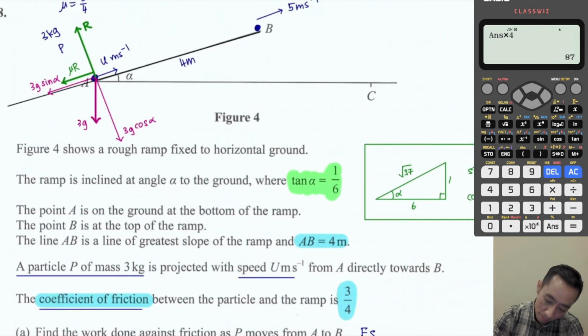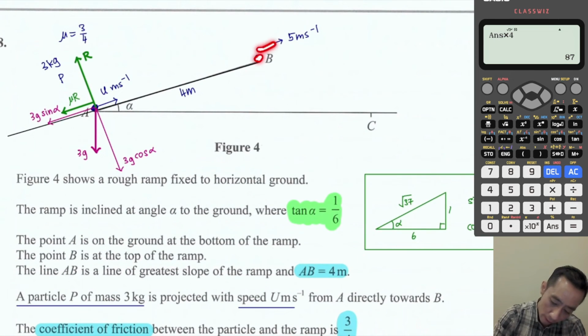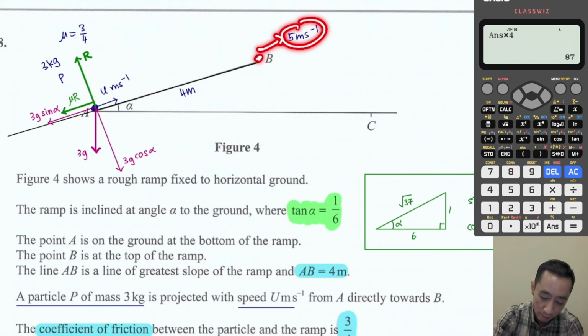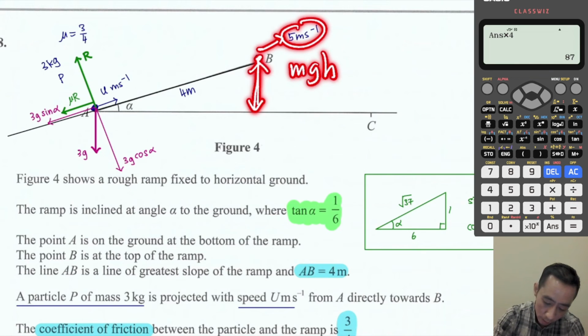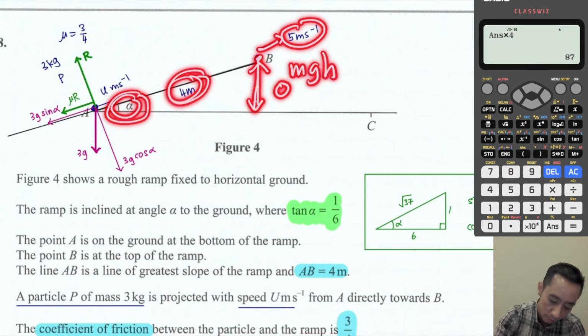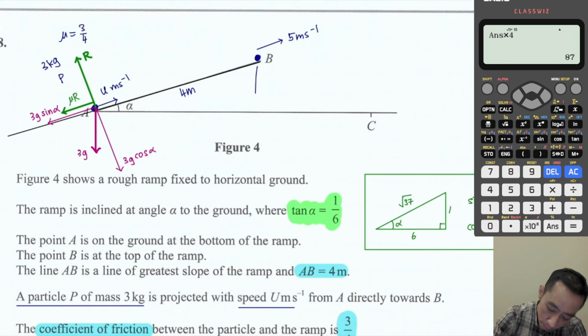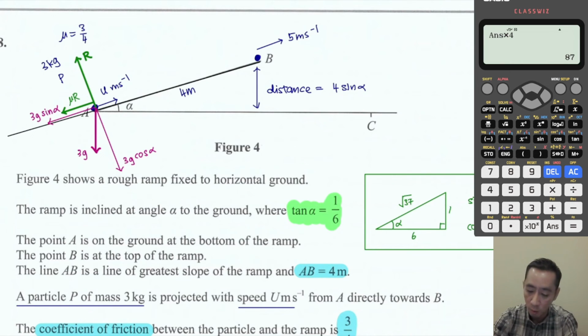Now let's see what happens at point B here. At point B, we have the kinetic energy, and then we also have the potential energy, mgh. So now what is the h here? This one is alpha, and then this is 4. Opposite over hypotenuse is sine of this, which means the distance here will be 4 sine alpha. So what is sine alpha? Sine alpha is 1 over square root of 37. So the distance here is 4 over square root of 37 meters.